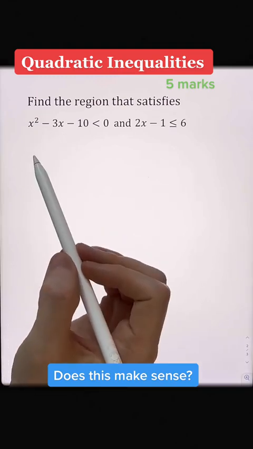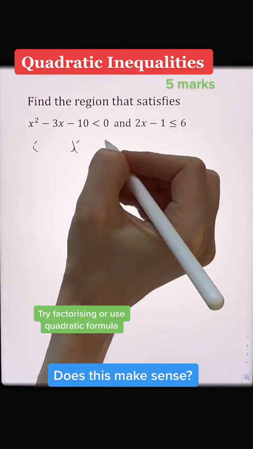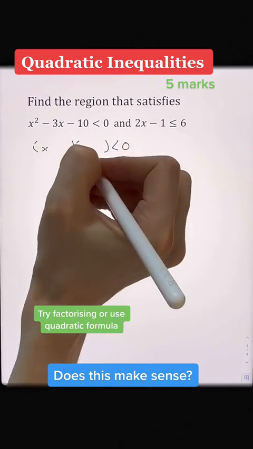As I have a quadratic inequality, my first step is to determine its roots. As I have 3 terms, I'm going to try factorising my quadratic into double brackets. As my quadratic starts with x squared, I know each bracket will start with a single x.